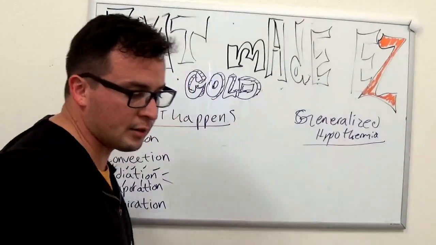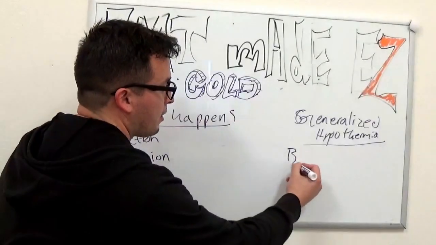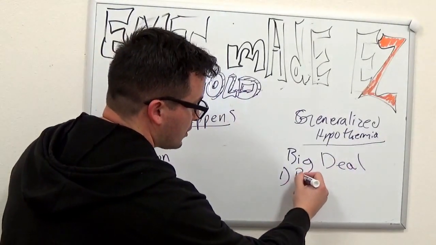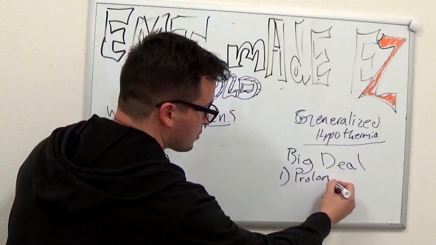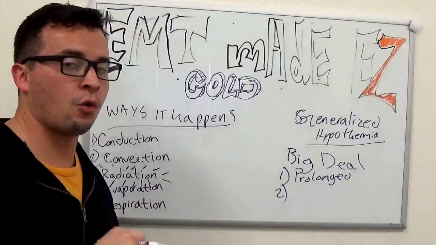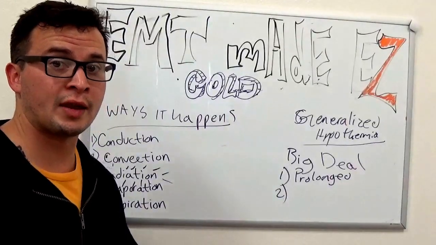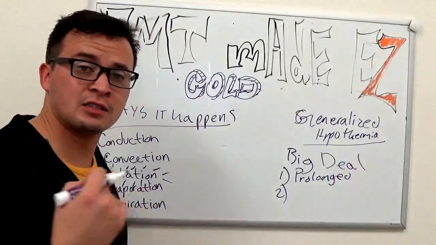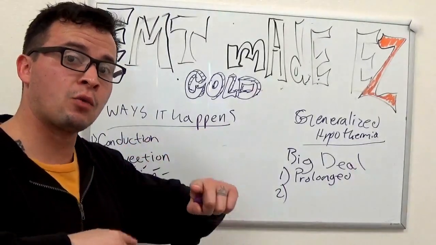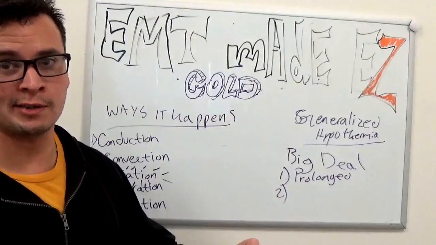Also, let's see, what did I write here on this little napkin? So, when is it a big deal? One, when it's prolonged. Or two, if you have any kind of condition that affects your circulatory system or your immune system to where you can't really combat the coldness. Because if you have poor circulation, you can't transfer the heat throughout your body to generate heat and keep you warm efficiently, so that's why it's a big deal.